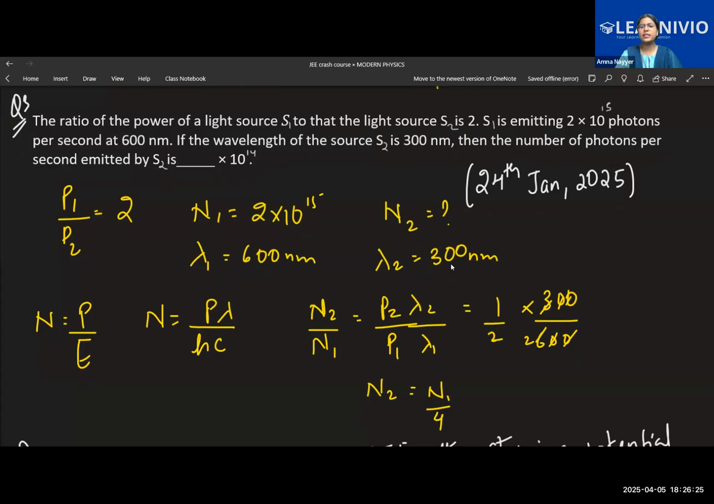Okay, this you can then calculate. That will come out to be 5 only, right? N1 is 2 into 10 to the power 15. If you divide it by 2, that will come out to be 5, because it will be 20 by 4, right? If I write N1 as 20 into 10 to the power 14 by 4, 20 by 4 will be 5 into 10 to the power 14. So this is 5. Clear? Yes, ma'am. Write it.